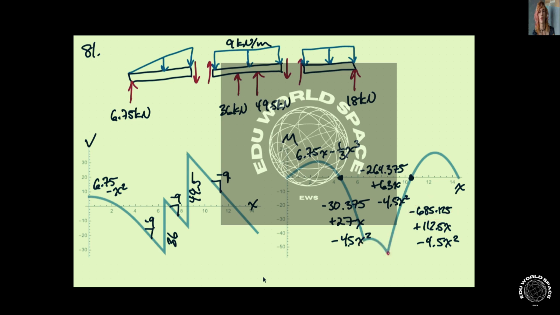And then when we plot this, we can do a couple of checks. We can make sure that it goes through 0 at 10.5 meters. So at 10.5 meters, the moment should be 0, and in fact, it is. And then also at the end, at 14.5 meters, it should also be 0. And in fact, if we plot this, that is correct.